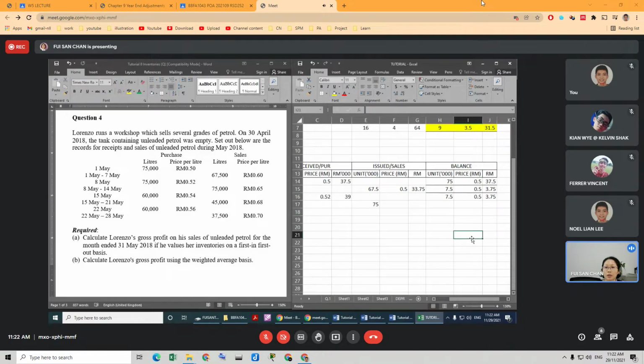So when I buy new one, and then after week 1, I left 7.5. Then I buy new one, but because the price is different, I cannot add the 7.5 to the new one that I bought. Cannot. Why? Because the price is different. See, the price is actually different.